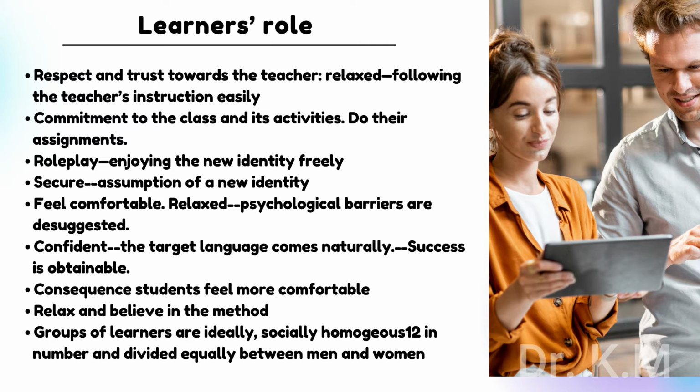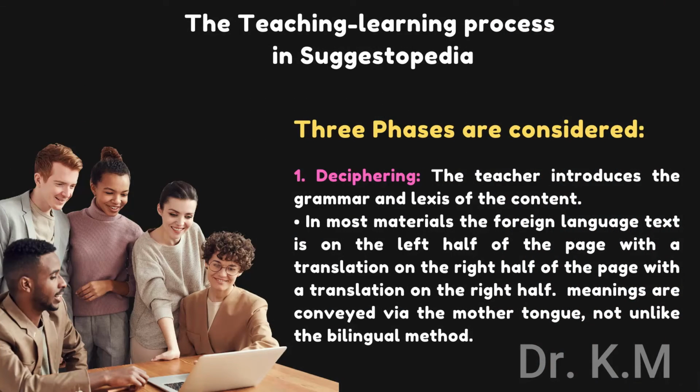Groups of learners are ideally socially homogeneous, 12 in number and divided equally between men and women. The teaching/learning process in Suggestopedia has 3 phases. 1. Deciphering. The teacher introduces the grammar and lexis of the content. In most materials the foreign language text is on the left half of the page with a translation on the right half. Meanings are conveyed via the mother tongue, not unlike the bilingual method.